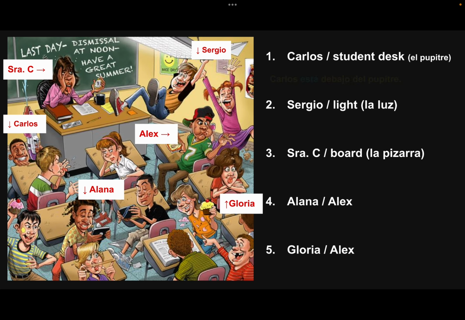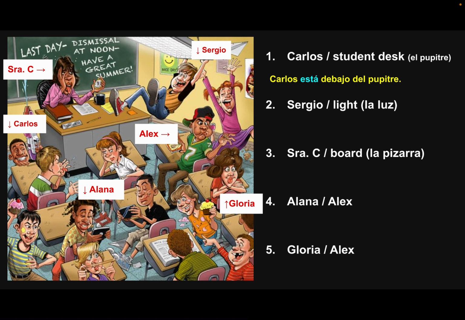All right, so Carlos, we're going to say Carlos está debajo del pupitre. Carlos is, I said, under the desk. The pupitre is a little desk like the ones you have in class. But again, if you put delante or detrás, that's fine. Depends on perspective. It could be arguable.